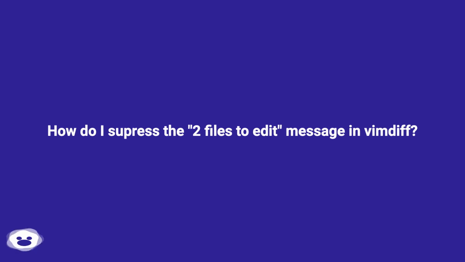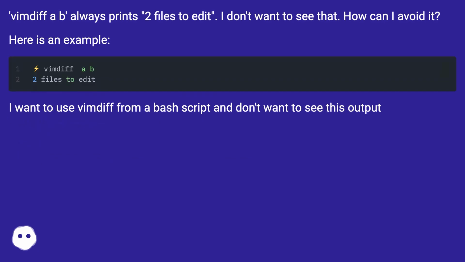How do I suppress the "two files to edit" message in Vimdiff? Vimdiff A B always prints "two files to edit". I don't want to see that. How can I avoid it? Here is an example. I want to use Vimdiff from a bash script and don't want to see this output.